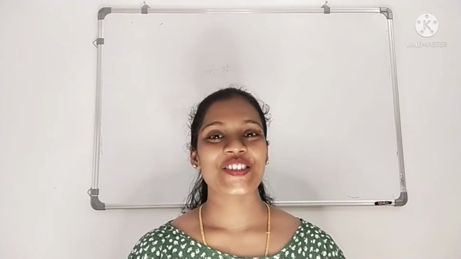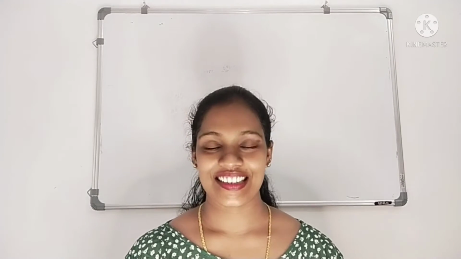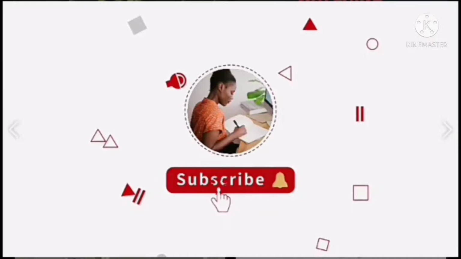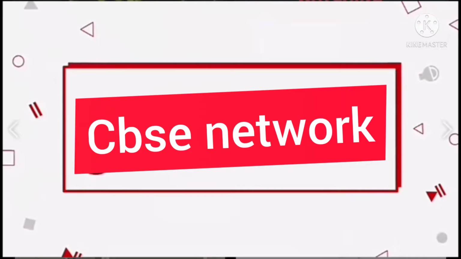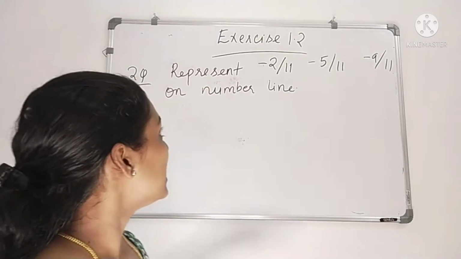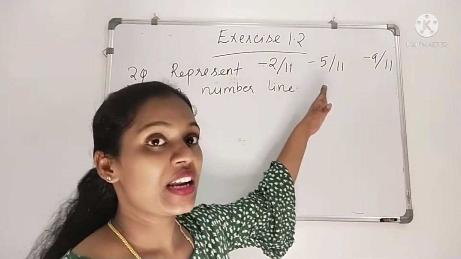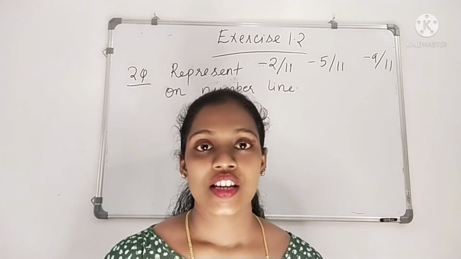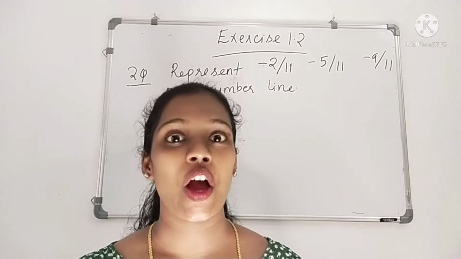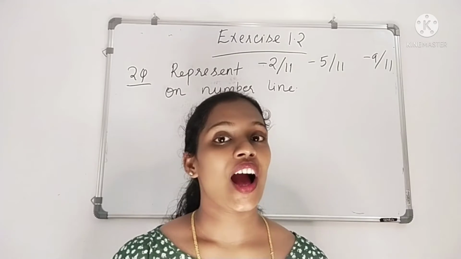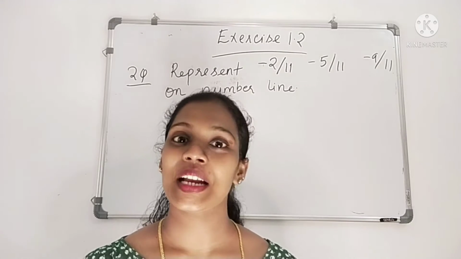So all of you, welcome back to question number 2 of this exercise. Okay, so let's see what our question number 2 is. So all of you see here, our question number 2 is: represent minus 2 by 11, minus 5 by 11, minus 9 by 11 on number line. So you have been given 3 numbers and asked to represent these numbers on a number line, right? So let's see how you can represent these numbers on a number line.